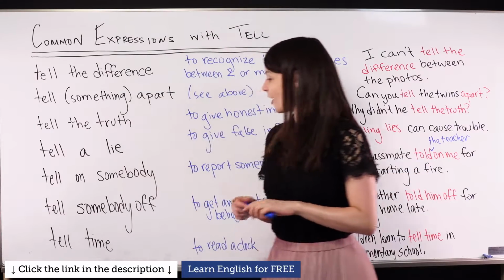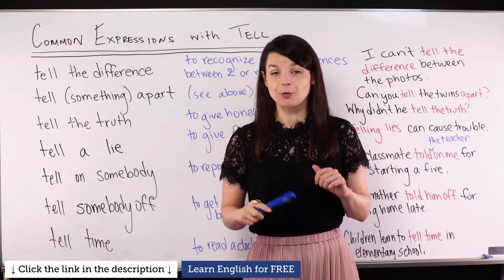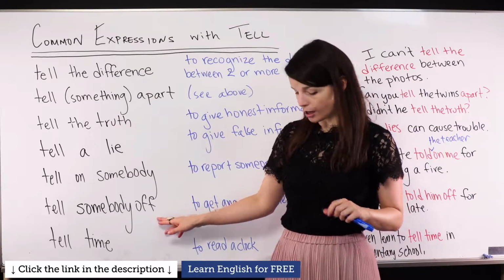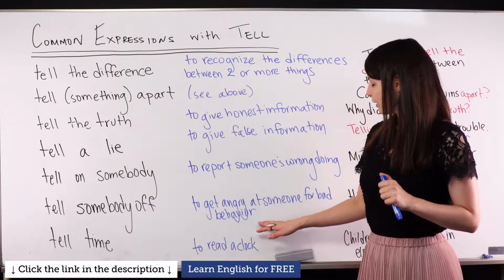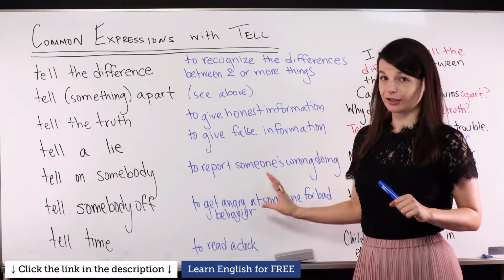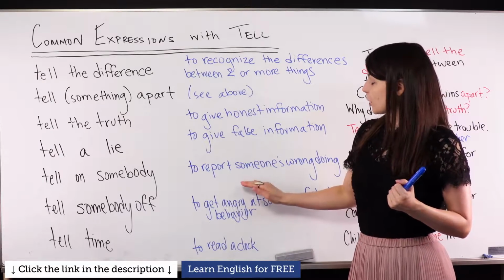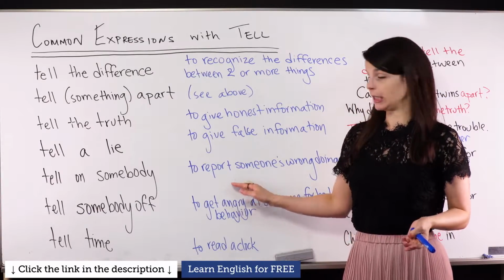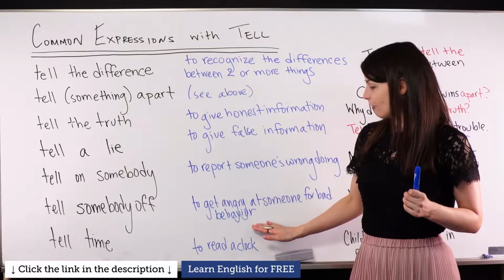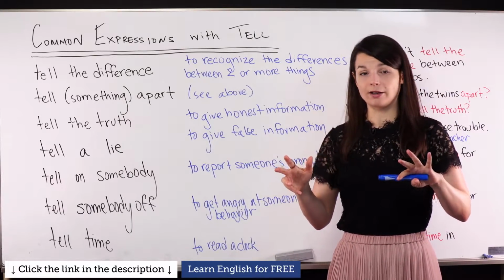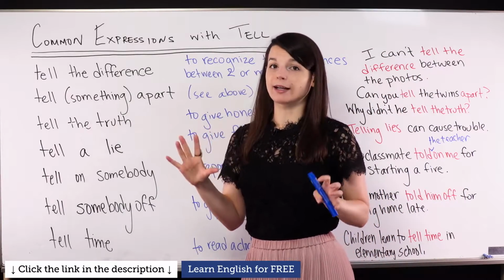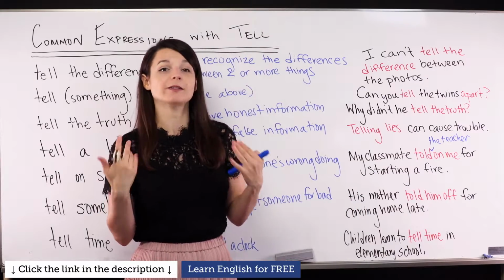Okay, let's move along then to a similar sounding expression, but with a very different meaning. The expression here is tell somebody off. To tell somebody off means to get angry at somebody for bad behavior. So you'll notice these two are a little bit different. The first one, to tell on somebody, is to report someone's bad behavior. To tell somebody off, however, means to get angry at someone for their bad behavior. So there's not really a report here. It's like shouting at someone. That's the feeling here, to tell someone off.